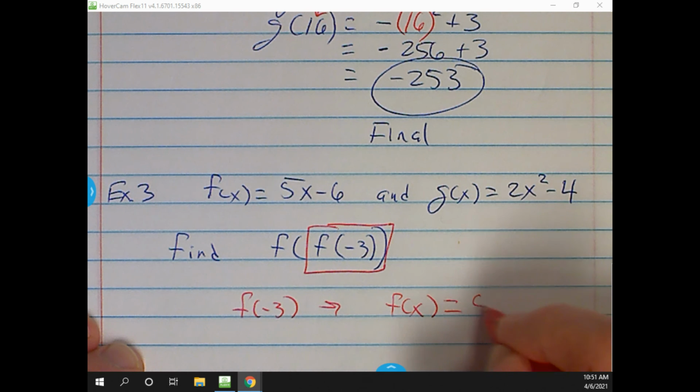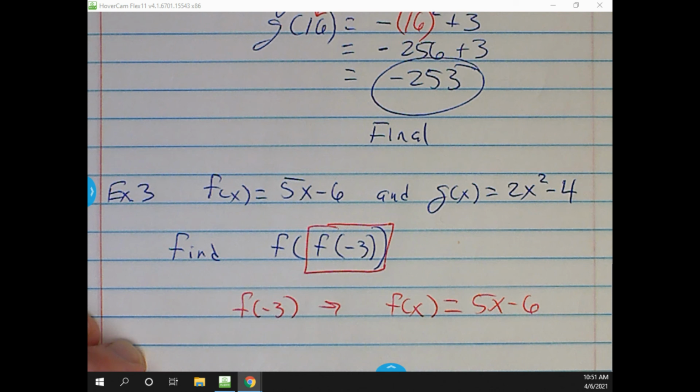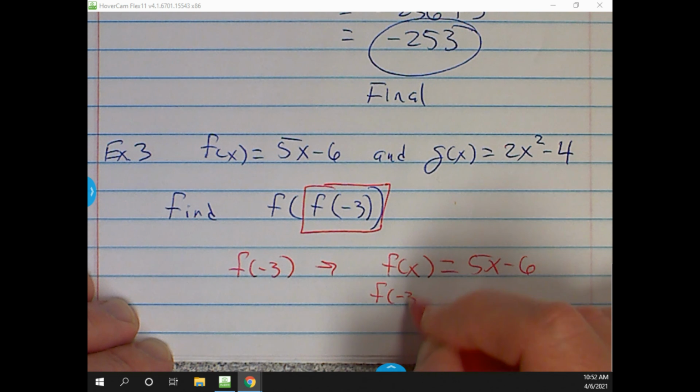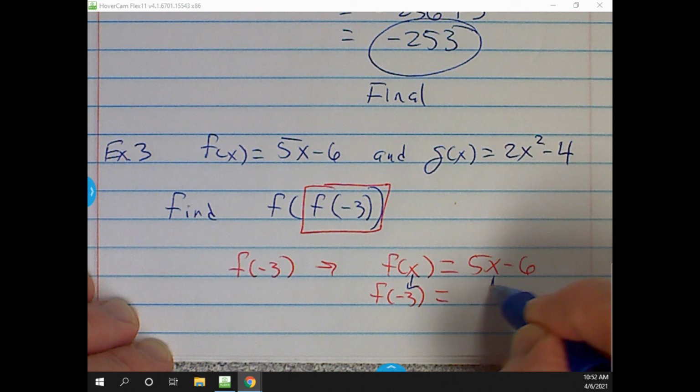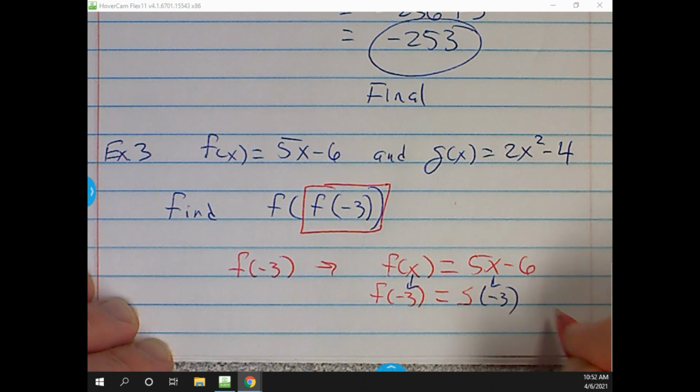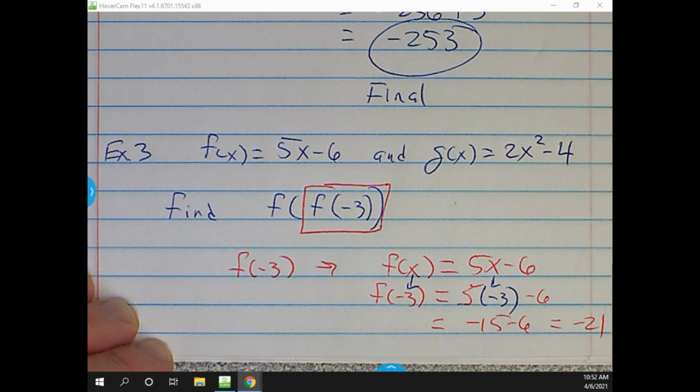So f of x is 5x minus 6. We plug in negative 3. That's 5 times negative 3 minus 6. So negative 15 minus 6 is going to be negative 21.